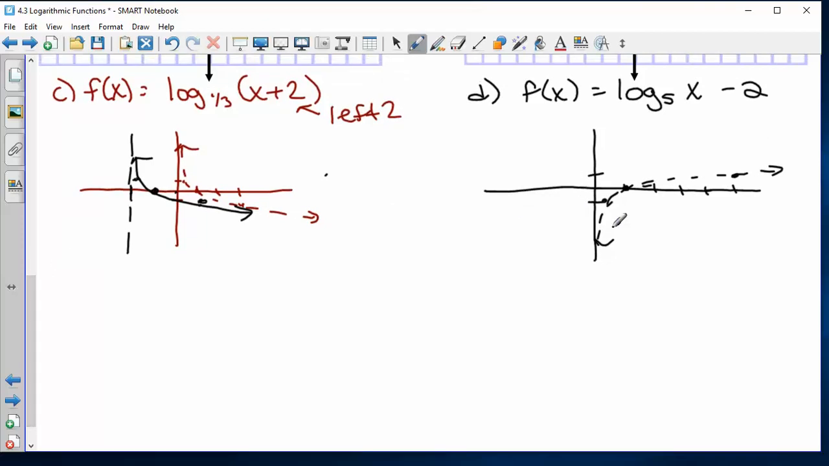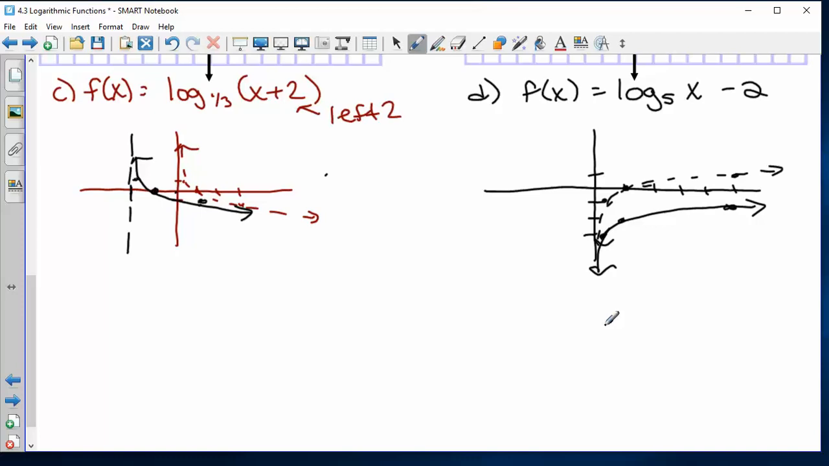function from part A. What's the transformation this time? Down. Because it's not in parentheses, so it's not bothering x. So you just move each one down 2. So since my asymptote is vertical, moving up and down will not move this asymptote. So my graph just looks like that.